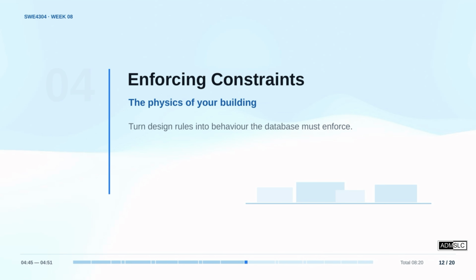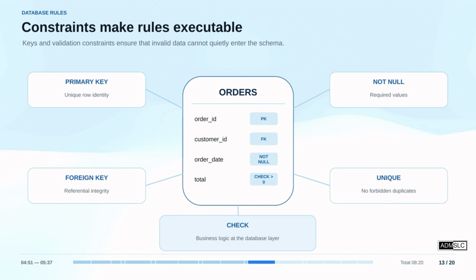Let's look at Section 4, Enforcing Rules with Constraints, the physics of your building. Now we reach a major shift. We've defined what the data is, but now we must strictly define how the data must behave. And these constraints, they are mandatory. Think of them as the physics of your building. Gravity doesn't take a day off, and neither should your data rules.